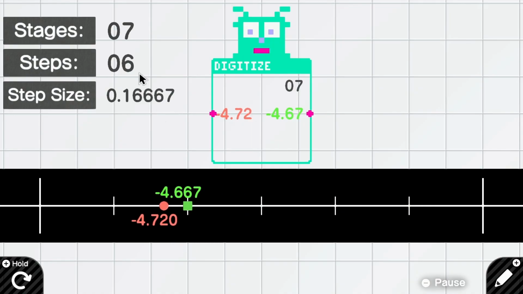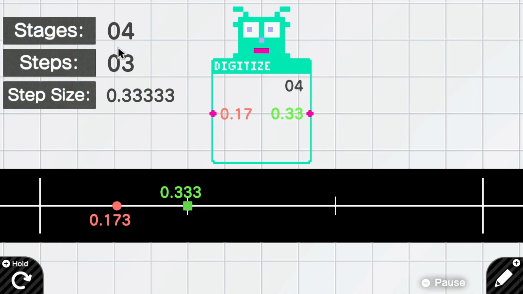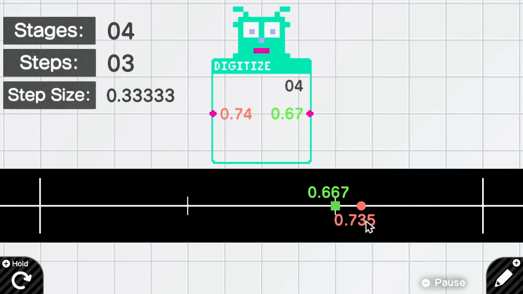And here I've laid out a few more values. The second one here is the steps. The steps are basically just the stages minus 1, so the number of steps that you need to move from the lowest part. For example, at 4 stages, we have 3 steps, because we have 1, 2, and 3.